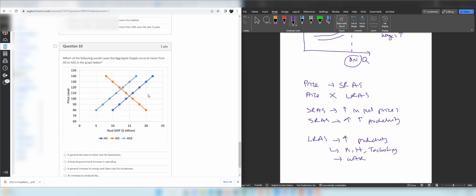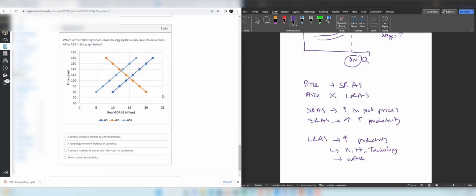Question number 10. Which of the following would cause the aggregate supply curve to move from AS, the dark blue one, to AS2? That means there is a decrease in aggregate supply, so we need to find a reason that shifts the aggregate supply curve to the left. A general decrease in labor costs for businesses is going to increase the aggregate supply curve because production becomes more profitable. Therefore, it's going to shift to the right, not to the left.